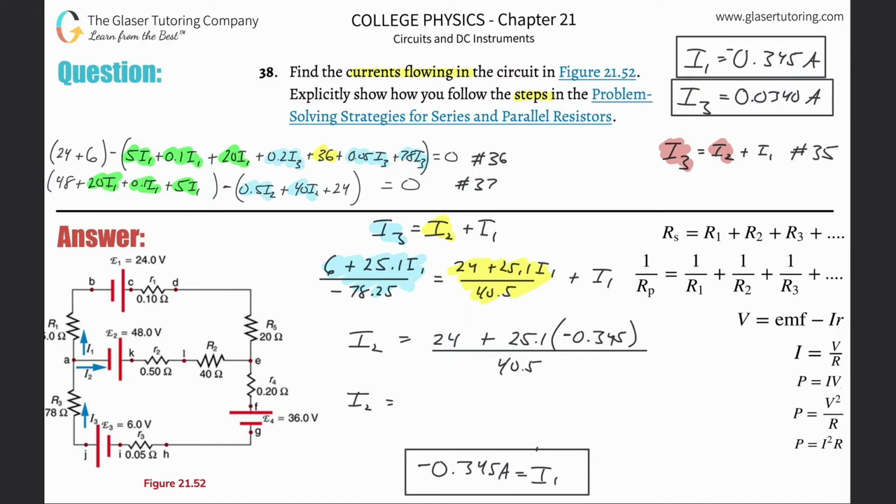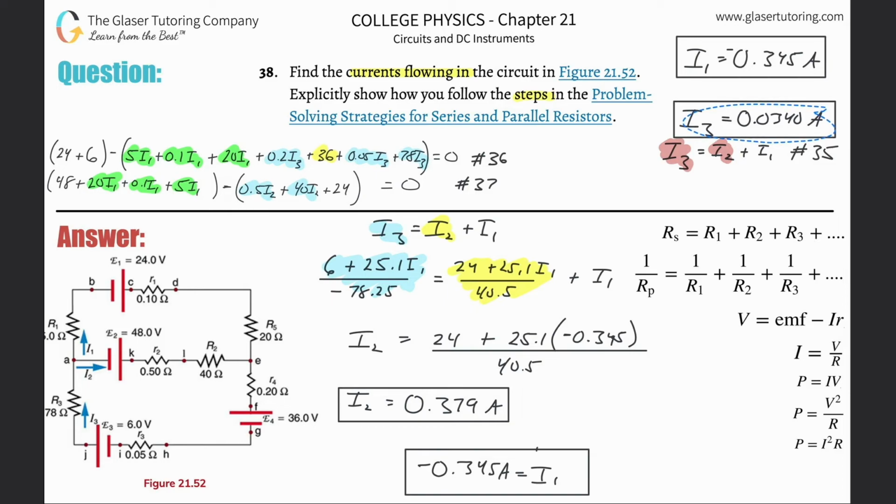And again, it works out to be a positive answer. What do we got? 0.379. Okay, and that's I2. All right, so I'll just put that answer up at the top. And we got I2 is equal to 0.379 amps. And those are all the currents now.